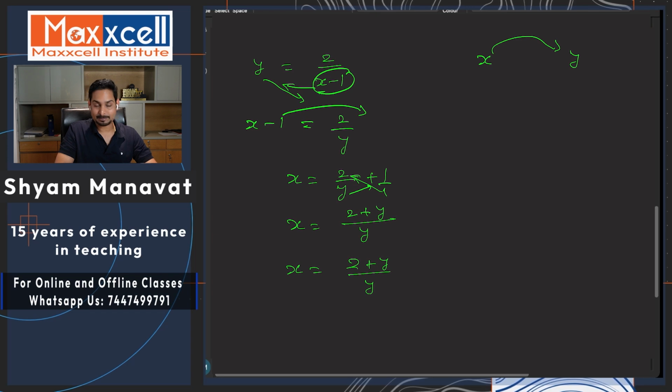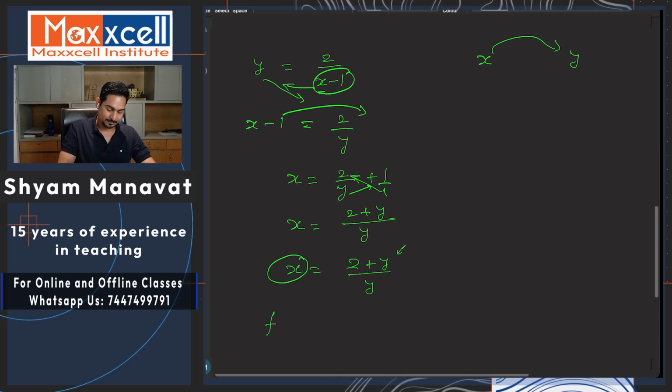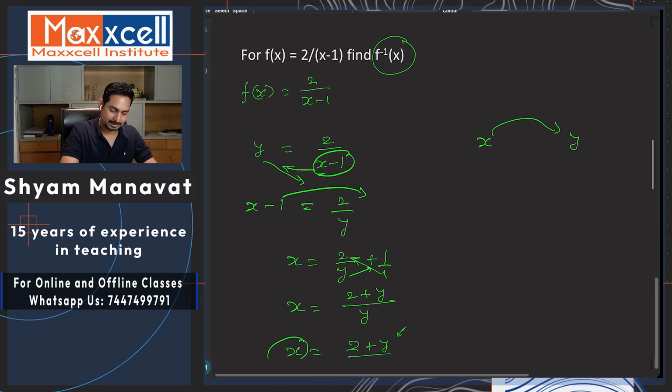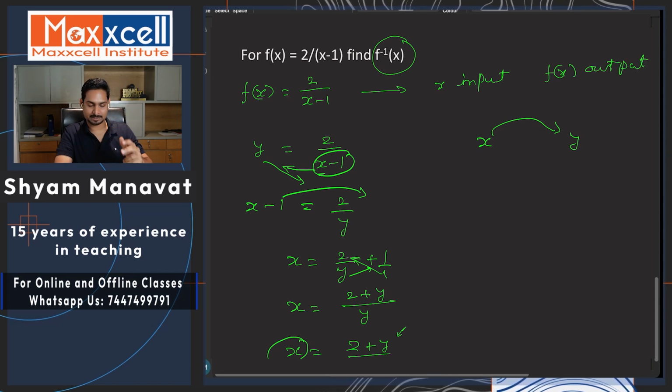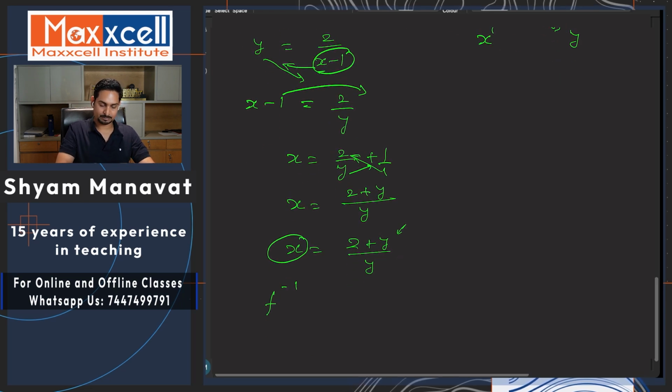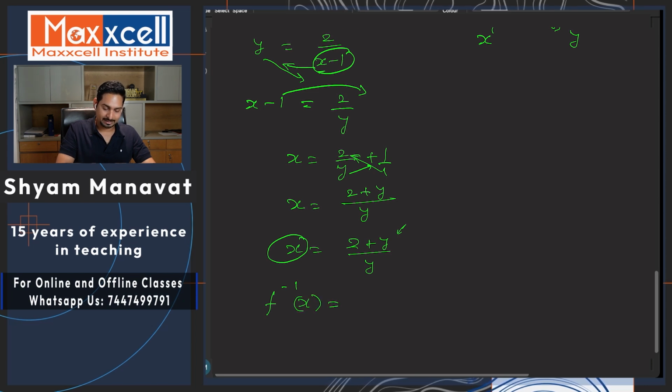As we have done in the previous question, we replace this y with x and we'll call this x as f inverse of x. The x that was the input in this expression, and f of x was the output, we have to reverse it, invert it. So we will now call x as f inverse of x, and then y will be replaced with x.